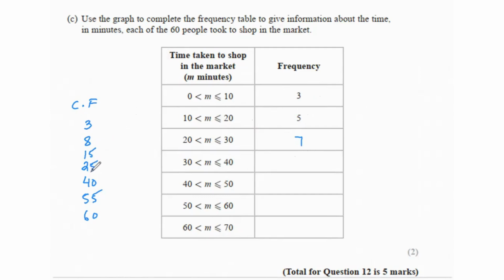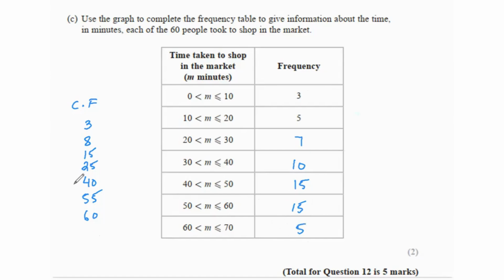Then next is 25. So that means we're going to subtract 3, 5, 7 from 25. So that is going to give us 10. Then we're going to subtract these from 40. So that will give us 15. Then we're going to subtract all of these from 55, 15. Then for the last one, we subtract all of these from 60, which gives us 5.